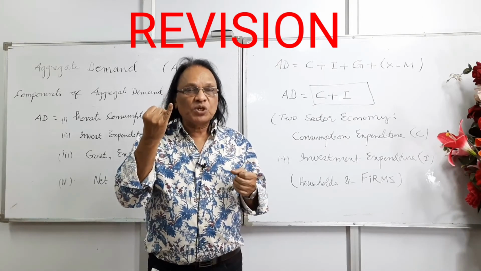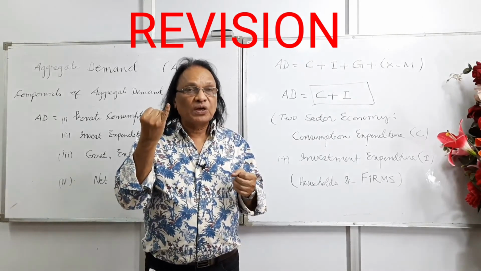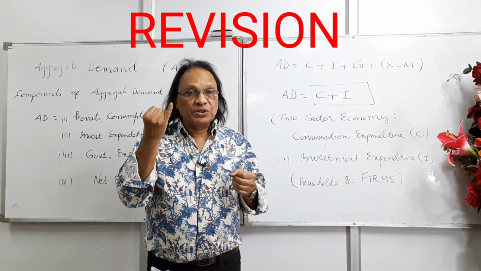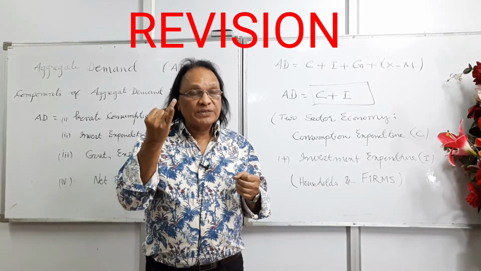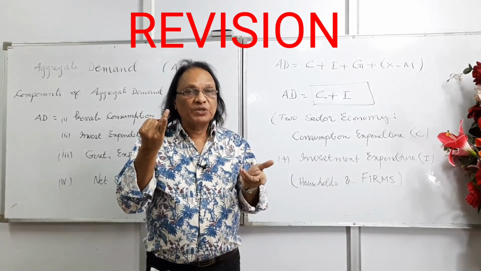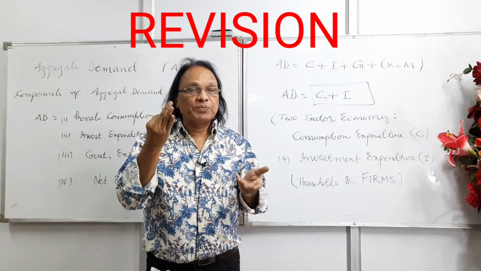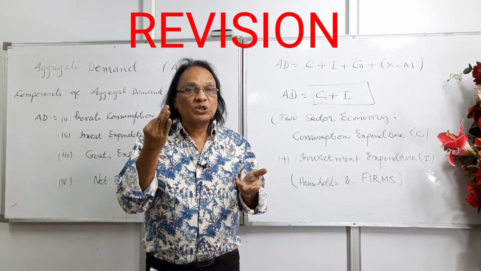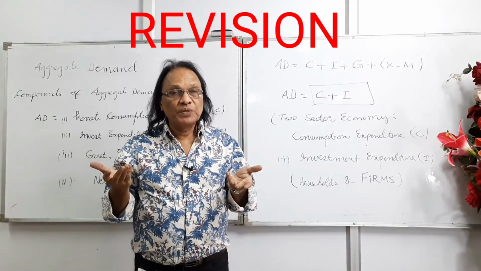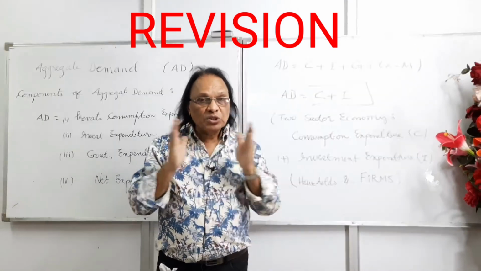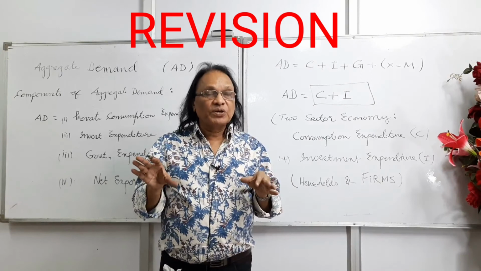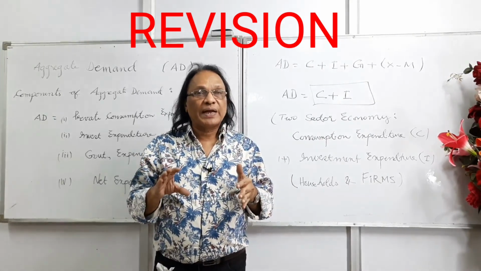C stands for consumption expenditure. This is done by the households on all kinds of consumer goods, durable, non-durable, semi-durable and services. And I stands for investment expenditure. This is done by the firms on all kinds of machines, buildings, structures, investment. G stands for government expenditure. This is done by the government in construction of roads, street lighting, parks, defense. X minus M, difference between exports and imports. So AD is equal to C plus I plus G plus X minus M. But later on we write AD as C plus I because of two-sector economy, households and firms.